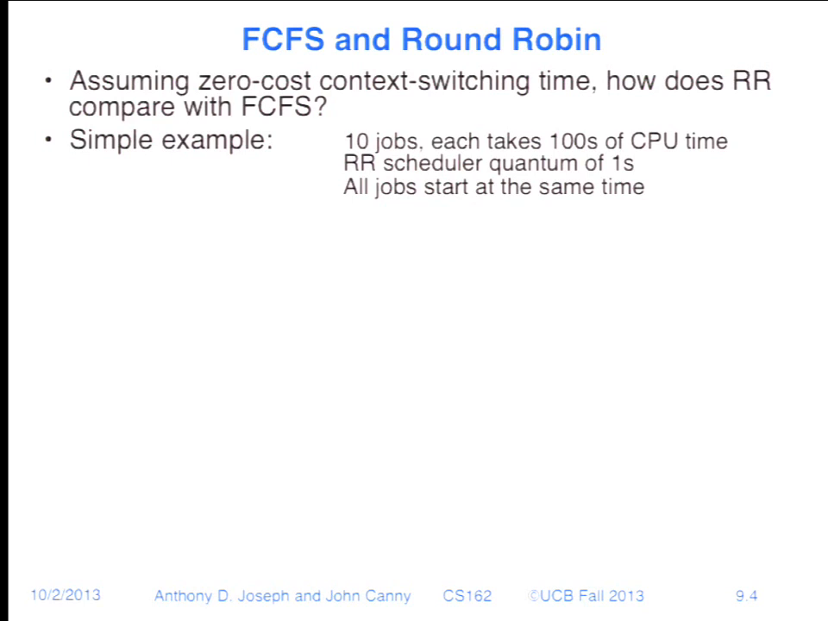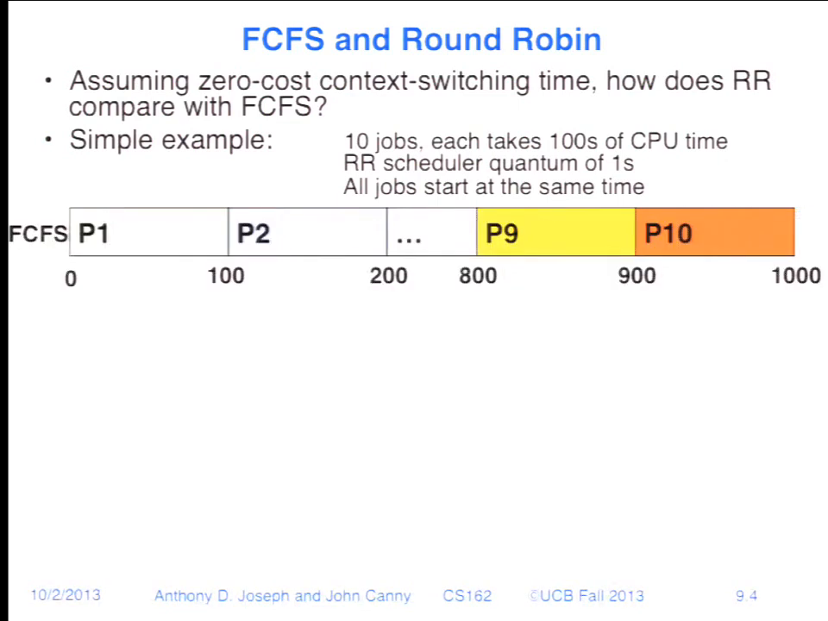First come, first served doesn't have any parameters. It just runs every job to completion, so there's no need to describe it with parameters. If we just numbered the jobs in the order in the queue, P1 through P10, each one taking hundreds of seconds, you'll get this plot here with each job basically taking up a massive chunk of CPU time and then stopping.